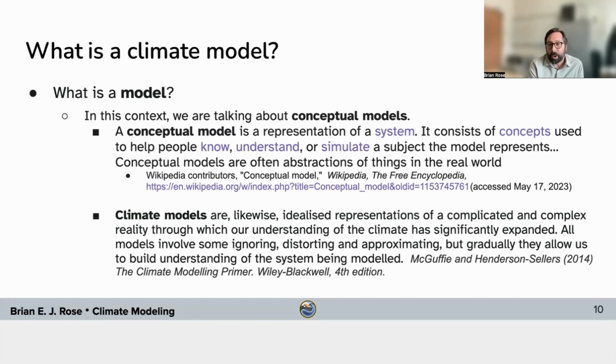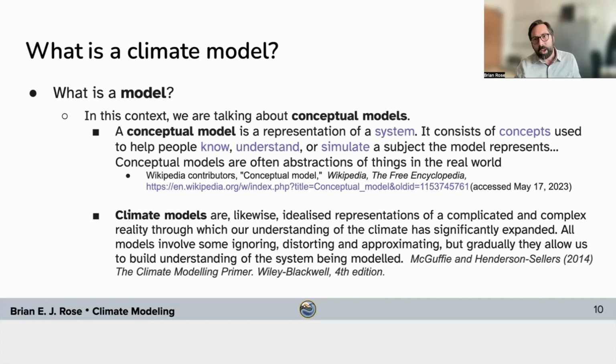Now, climate models are abstractions of things in the real world, but they exist not just in our mind, but in the form of equations and computer code. So here's a quote from a very nice textbook called The Climate Modeling Primer by McGuffie and Henderson-Sellers. "Climate models are likewise idealized representations of a complicated and complex reality through which our understanding of the climate has significantly expanded. All models involve some ignoring, distorting, and approximating, but gradually they allow us to build understanding of the system being modeled." So pay attention to that focus on building understanding there. We'll come back to that at the end.